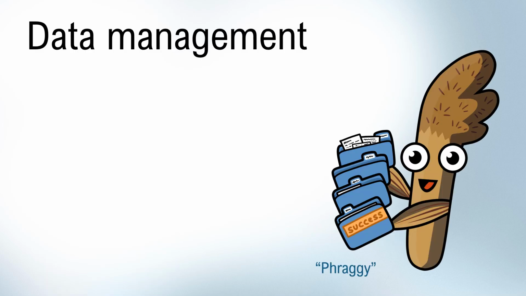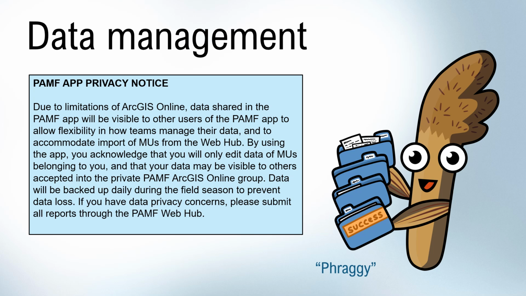Before we end, I quickly want to go over data management in the app. First, I want to bring your attention to the app's data privacy notice. This can be found in the participant guide and in any of the sign-up forms that you might use for the app. So the notice reads, due to the limitations of ArcGIS Online, data shared in the PAMF app will be visible to other users of the PAMF app to allow flexibility in how teams manage their data and to accommodate import of MUs from the web hub.